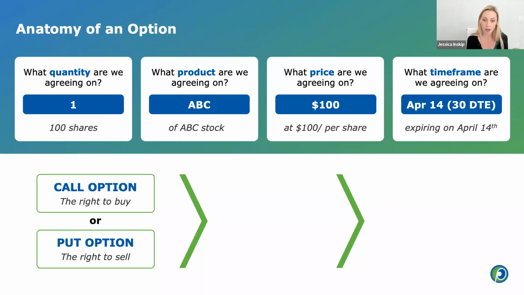The put is just the opposite. It's the right to sell. So if this contract were a put, the person who holds this contract would be able to say, hey, I want to sell ABC at $100 per share at any time up until the expiration date.